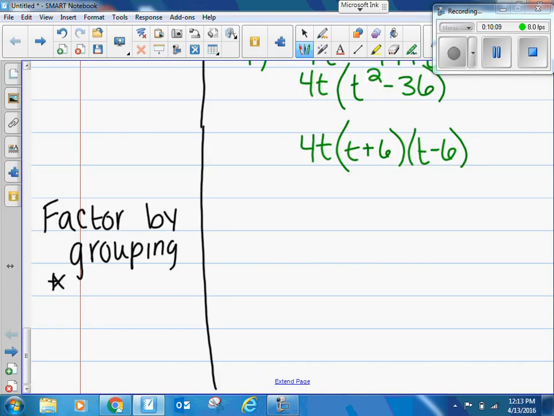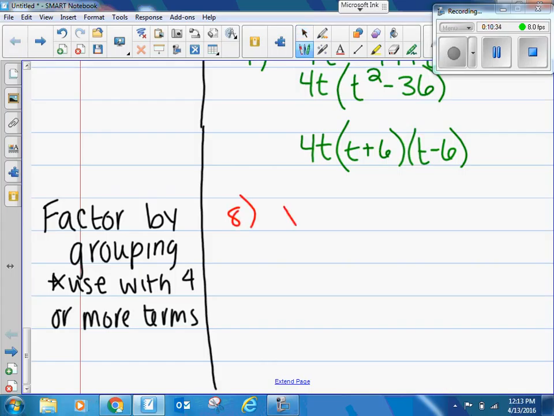We're going to use this when you have 4 or more terms. 4 or more terms, and that's going to be a hint. Just like if you see a binomial, you should think, okay, difference of squares. When you see 4 or more, you can automatically think that you're going to be grouping.